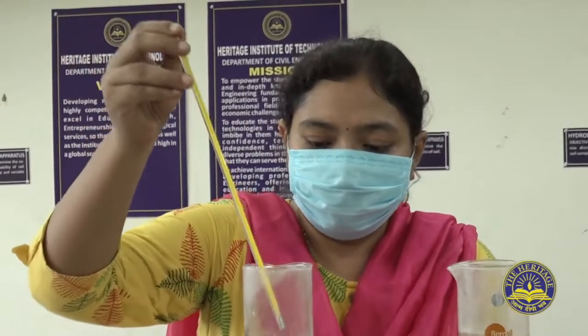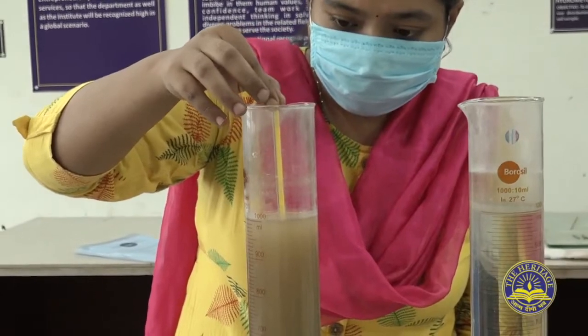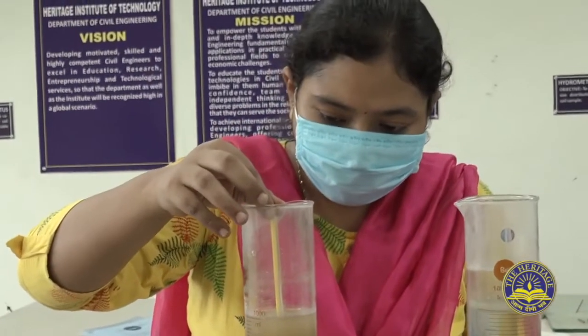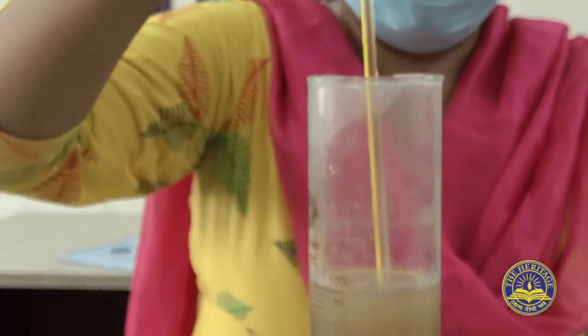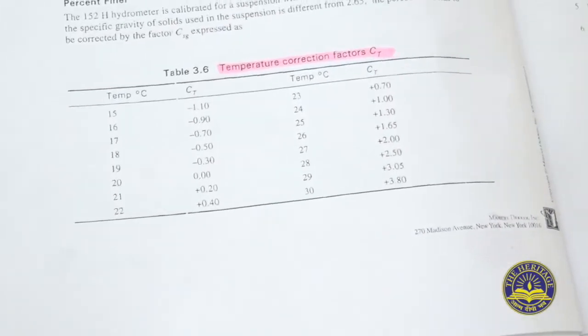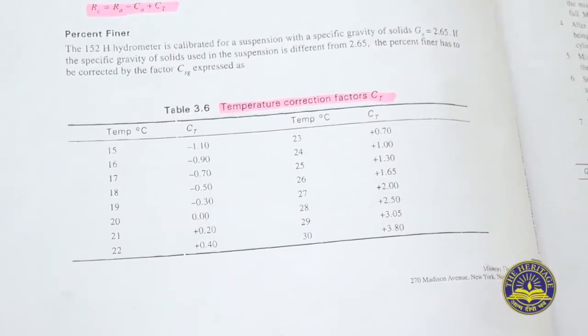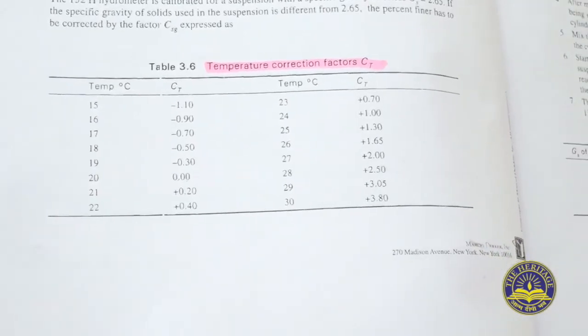For temperature correction, first we actually measure the temperature of the soil solution. Now we take out the thermometer and check the reading. That is 31 degree centigrade. Okay? Here in IS code, one table is already provided for temperature correction. From this table, now we can calculate the value of CT.